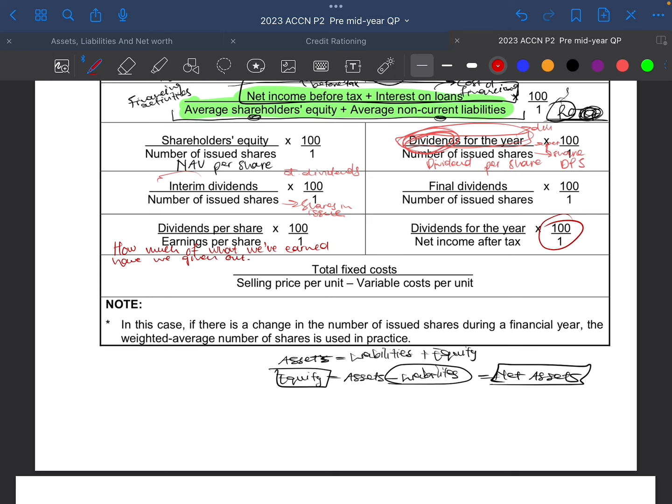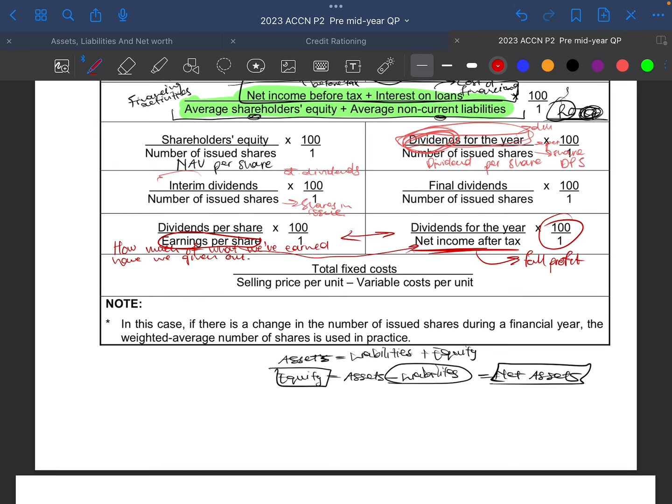All right. So these two are also quite similar, because this one is looking at your net profit after tax. But on your earnings per share, we have divided your net income after tax by the number of shares issued. Remember that. So this one will use the full profit, and then this one will simply use the earnings per share.